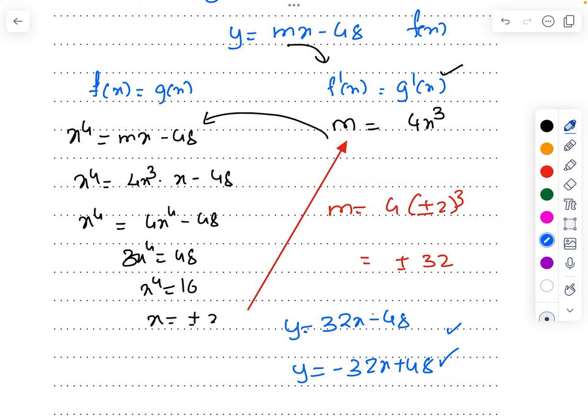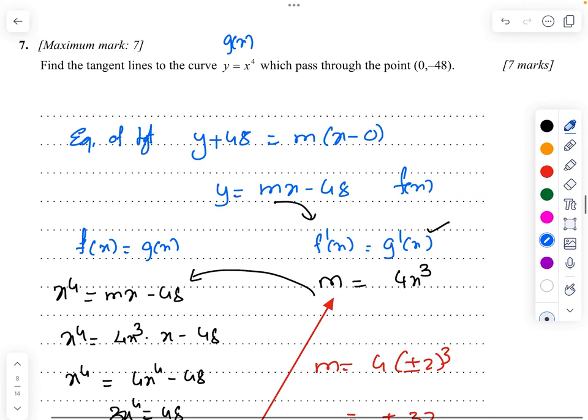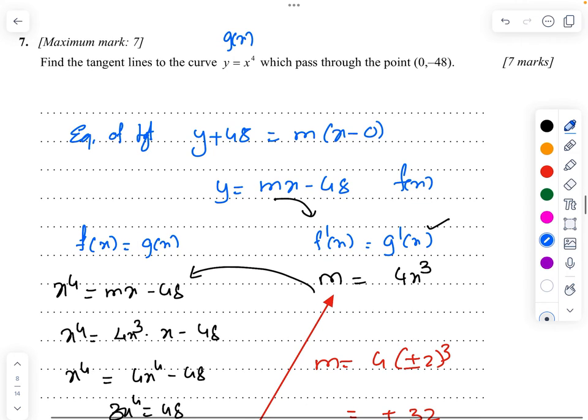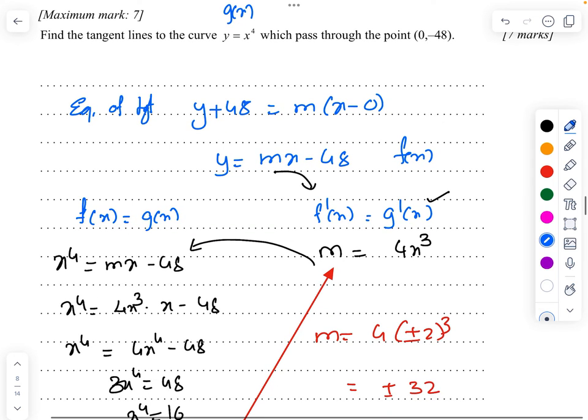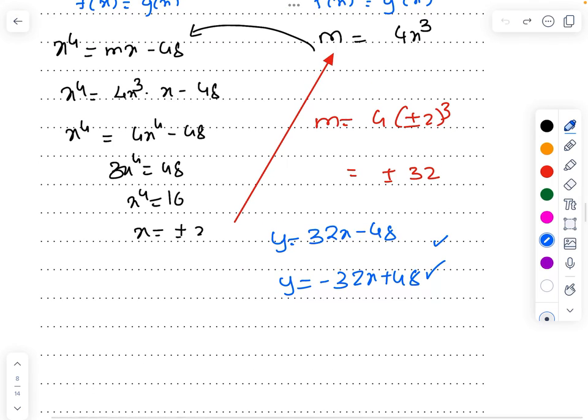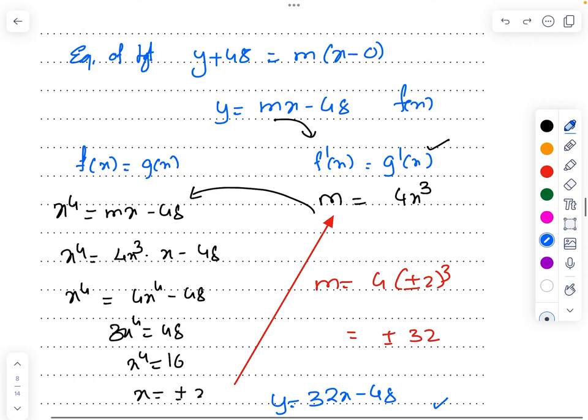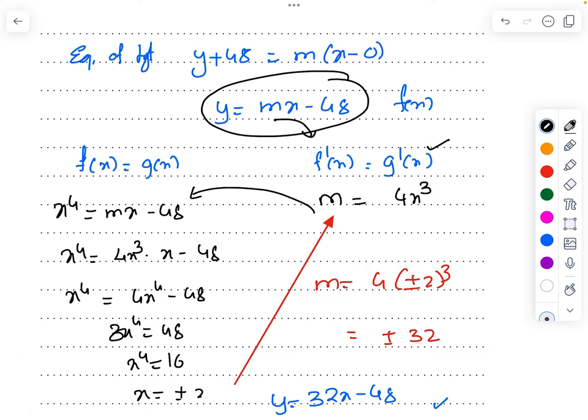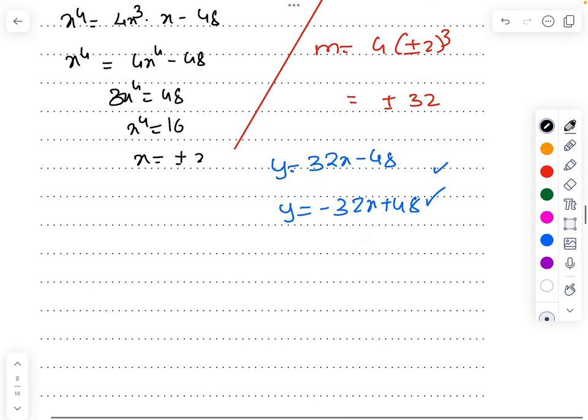Over here the equation was mx minus 48. So plugging in that one, 32x minus 48 and minus 32x minus 48 is going to be the answer. So see carefully for the symbols.